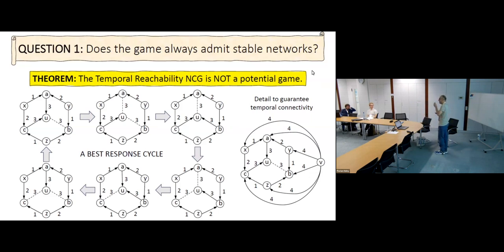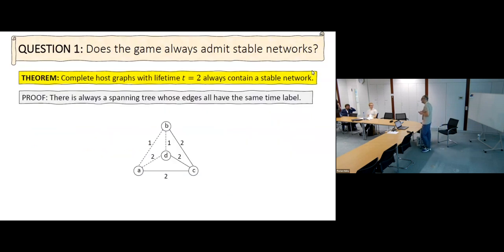So in order to answer question number 1, we had to find different approaches. In particular, we proved that if the host graph has a lifetime of 2, then it always contains a network that is stable. The reason is that in the host graph, there is always a spanning tree whose edges all have the same time label. So if we consider a strategy profile that induces exactly that spanning tree, the network induced by the agents is clearly stable because it's a spanning tree which is temporally connected and it minimizes the number of edges at the same time.